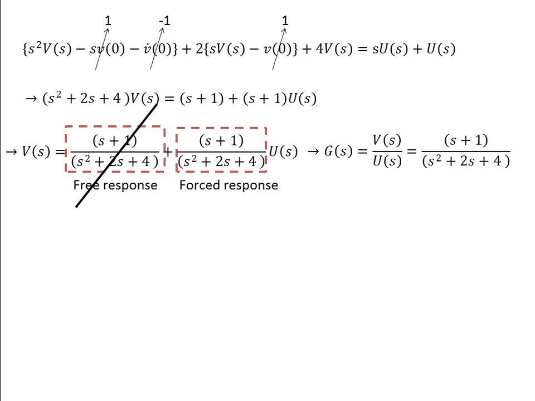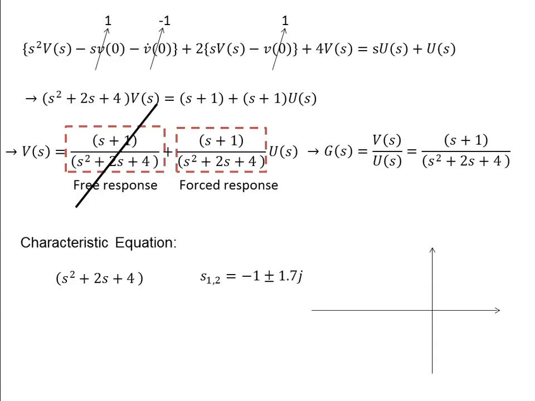In the second part, we are asked to sketch the location of the poles. As you know, the poles are the roots of the denominator or characteristic equation. By finding the roots of the characteristic equation, we see that we have two complex conjugate roots equal to minus 1 plus or minus 1.7j. If we sketch the poles on the complex plane, as shown here, because both poles are on the left hand side of the imaginary axis, the system is stable.